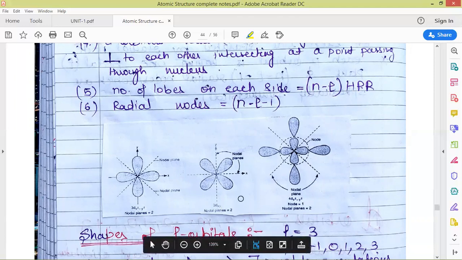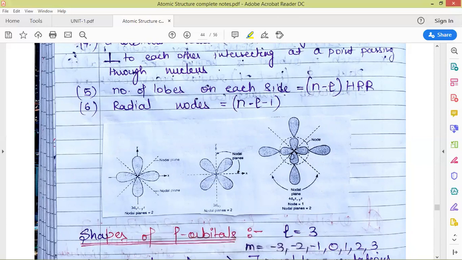For higher d orbitals, like if we see the 4d orbitals here, the number of angular nodes and the position of angular nodes are going to be the same. Just a spherical shell which represents the radial node will be present, because radial nodes are always spherically symmetrical. They are present at a particular distance from the nucleus, that is radial.